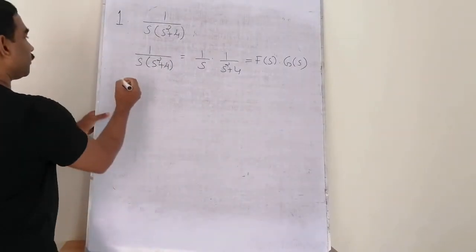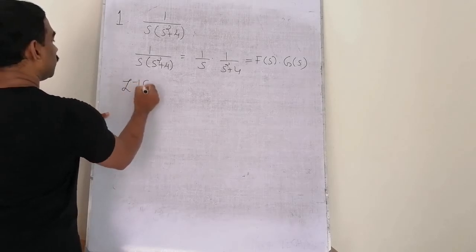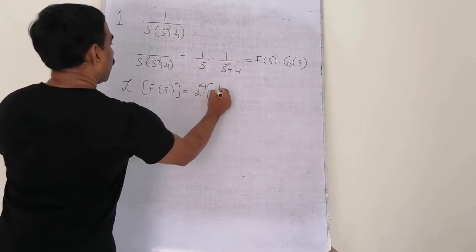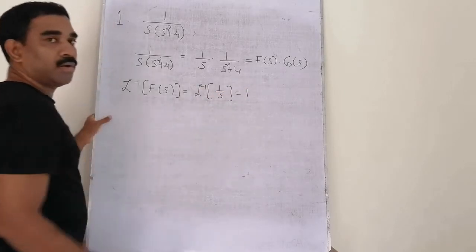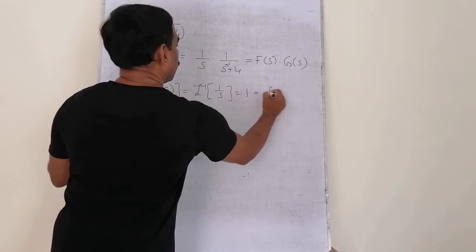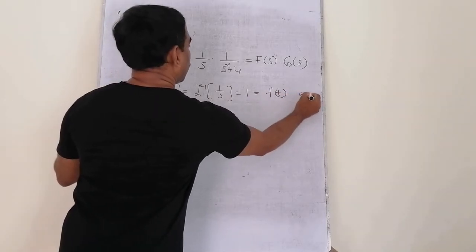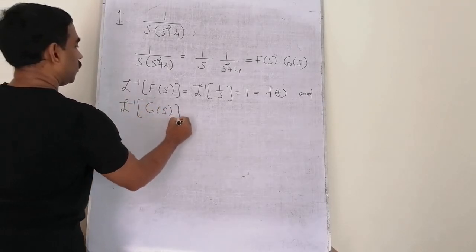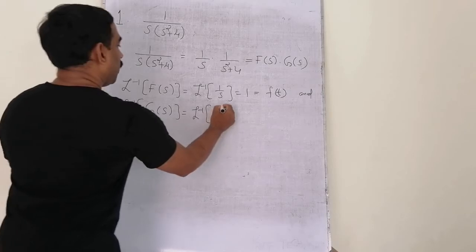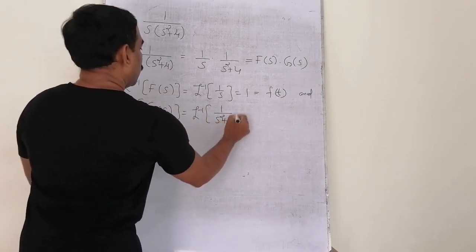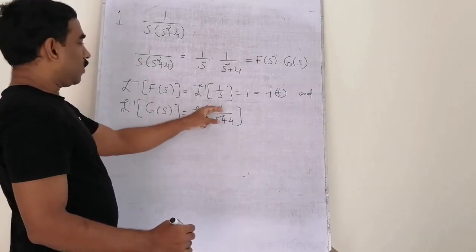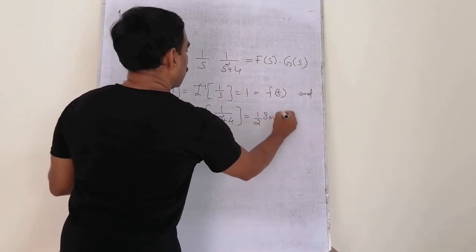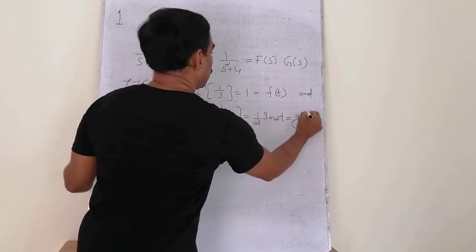So that the inverse Laplace transform of F(s), L inverse of F(s), is equal to L inverse of 1 by s, which is equal to 1, and we call this function f(t). And L inverse of G(s) is equal to L inverse of 1 by (s square plus 4), that is, L inverse of 1 by (s square plus 2 square). This is equal to 1 by 2 sine 2t, and let this function be g(t).